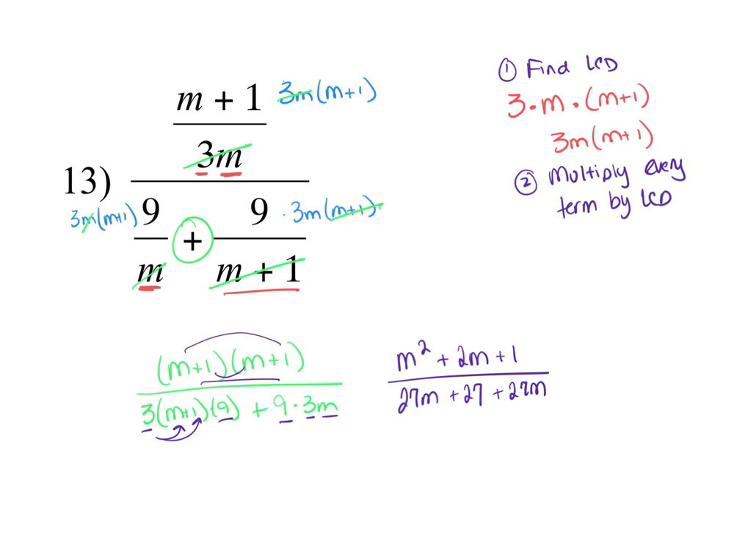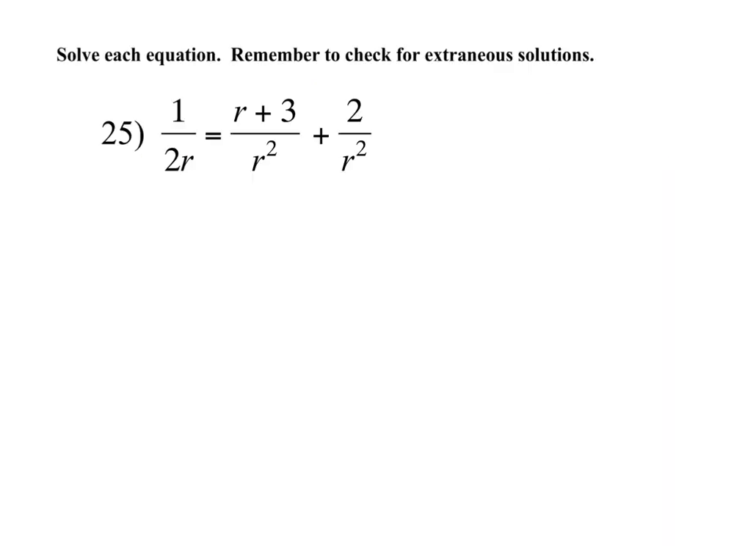The top is as simple as you can get it. So the top is finished. The bottom, I can combine my like terms of 27m and 27m. You could factor the bottom. You would just get 2m plus 1. So if you want to factor and just make sure nothing cancels, you can do that, but nothing cancels. So this is your final answer here.